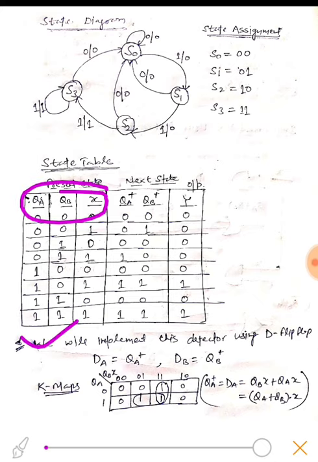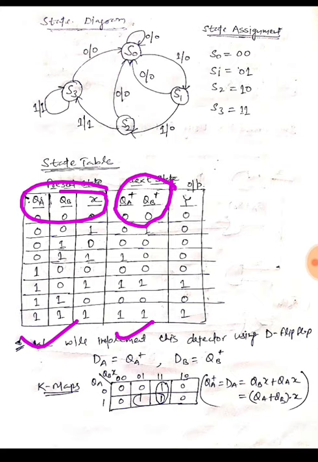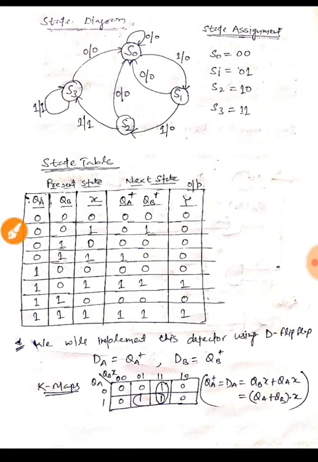Next state, so it can move from S0 to S3 or S1 or S2. So we have denoted it by QA plus, QB plus. This will represent our next state. So these are the states which we have calculated from the state diagram.